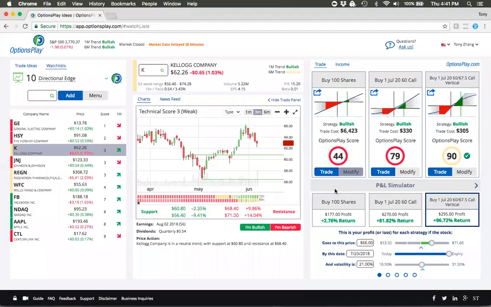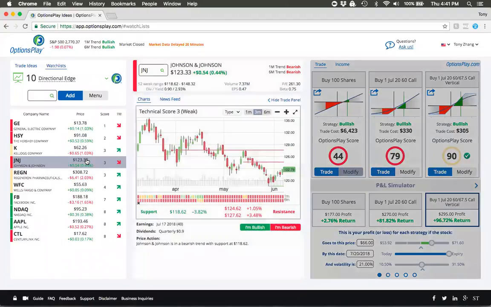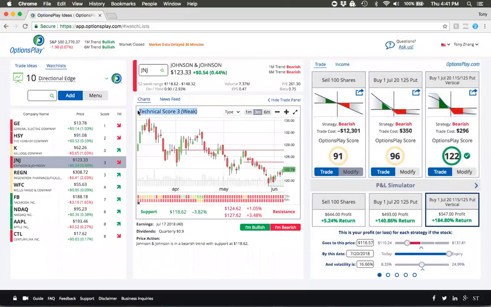Okay, so let's go through some more examples here. Johnson & Johnson. As you can see, it's got a technical score of 3, so it's a weak stock, underperforming the overall market. The 1-month and 6-month trends are bearish, telling me that this stock is not only weak, but it's likely going to continue to weaken. If any of you are familiar with charting, 123, 125 certainly looks like a bit of a support area here.